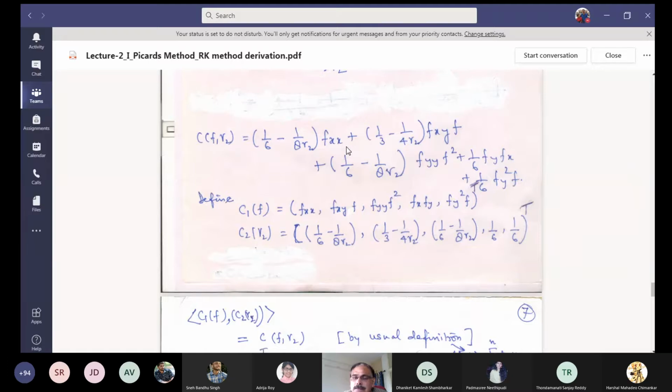Is this part clear? Yes, sir. I haven't done anything. I have just rewritten it. Nothing else I have done. Right? Now, let me write two vectors.